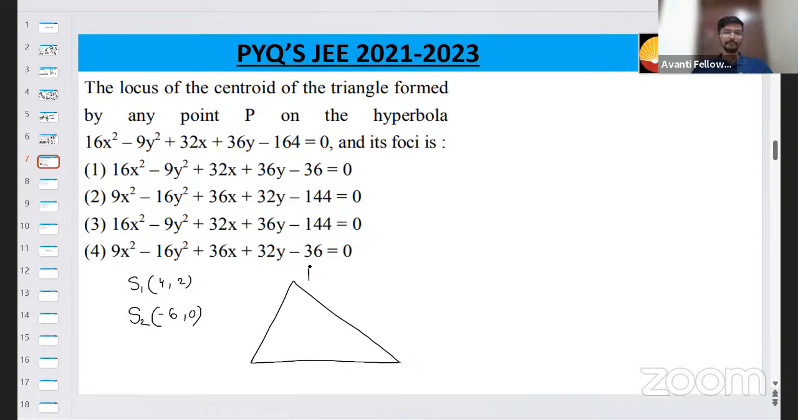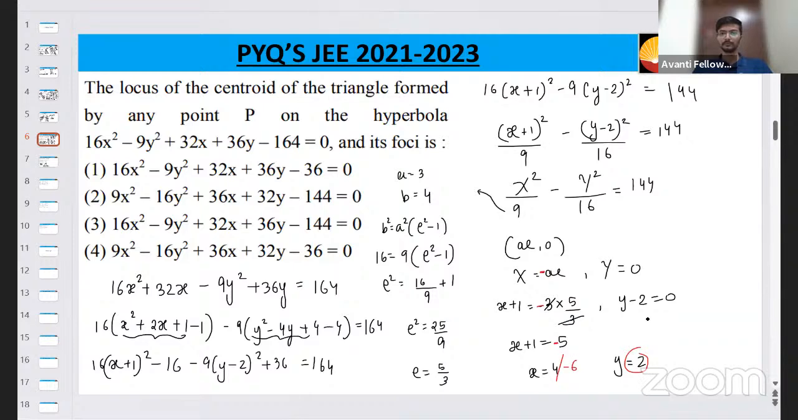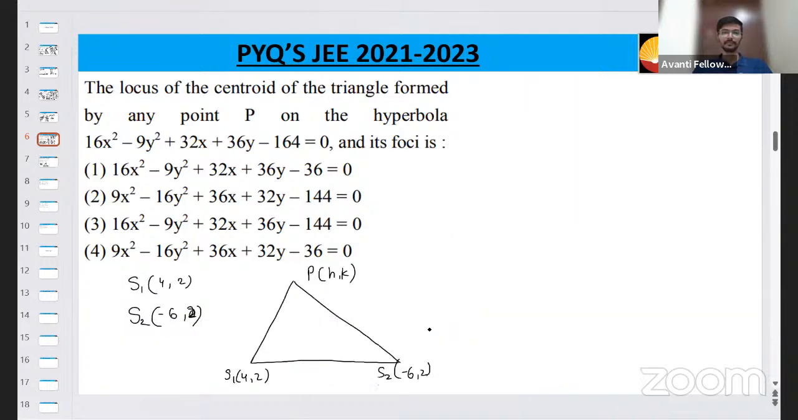Now, they are saying that a triangle is formed with any point P on the hyperbola. So let's say P point is H comma K and this is the foci. So 4 comma 2. Here, why is it 0? It should be 2. And S2 is minus 6 comma 2. Right? Yeah. S2 is minus 6 comma 2.